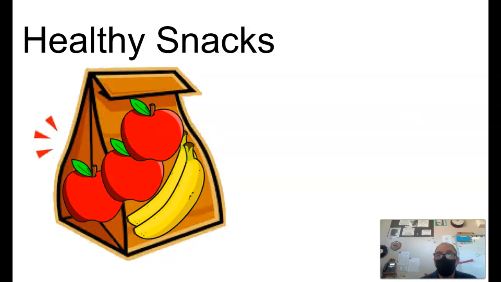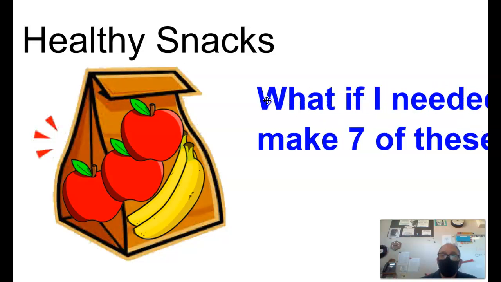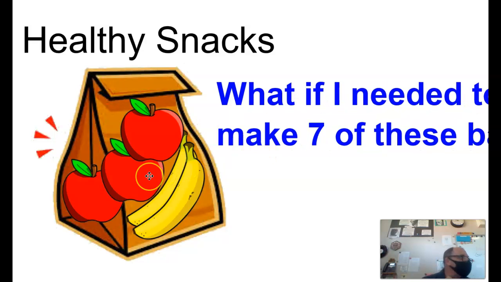But I want to ask you a question. What if I needed to make 7 of these bags? This is 1, but wait a minute, I need 7 of these bags, because this is what distributive property is. And so we're going to take a look at it a different way and try to get an answer in your head. What do you think the answer to this would be?